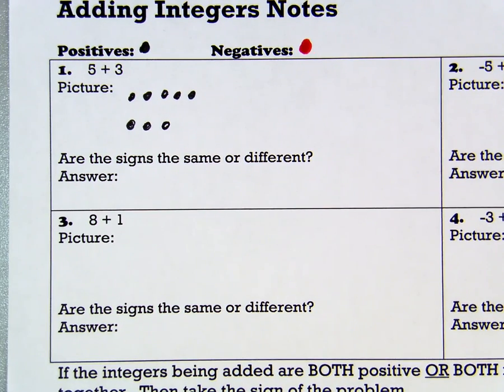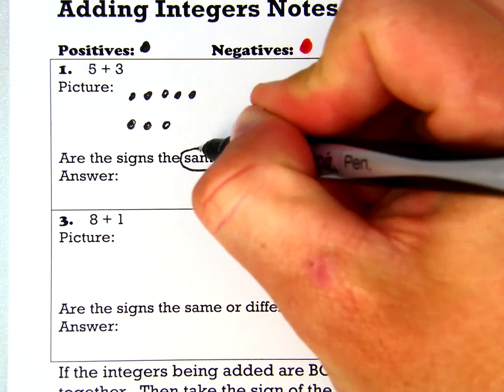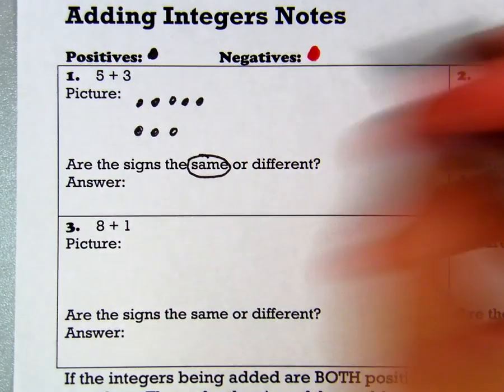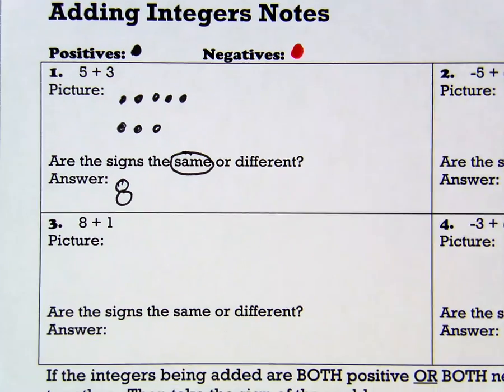Now the next question I'm going to ask myself is, are the signs the same or different? 5 and 3 are both positive, so they are the same. Okay? When I add these two together, 5 plus 3, my answer is 8. So there's my answer. All right, let's go on to the next one.